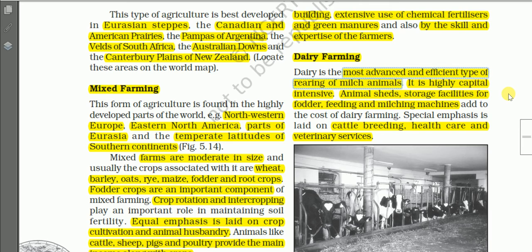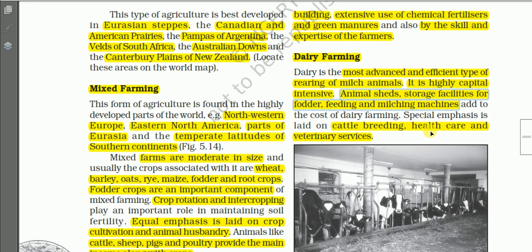About the characteristics, it is highly capital intensive. Dairy farming is highly capital intensive. Huge capital is required. Animal sheds, storage facilities for fodder, feeding materials, and milking machines add to the cost of dairy farming.